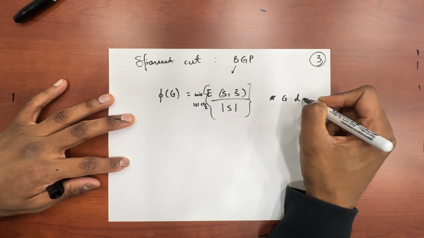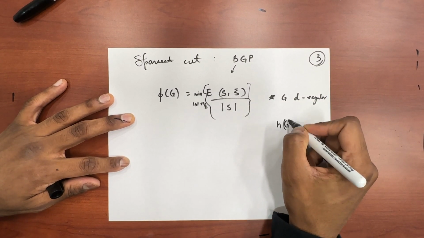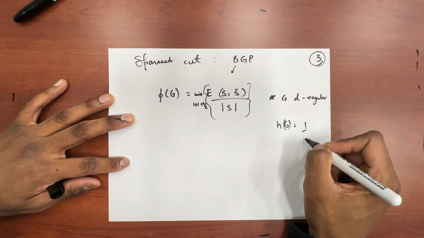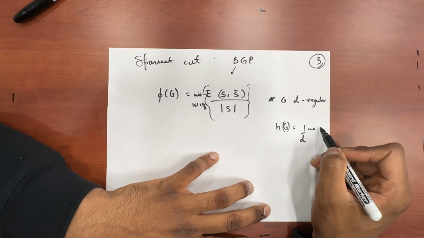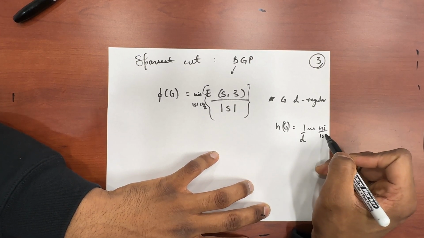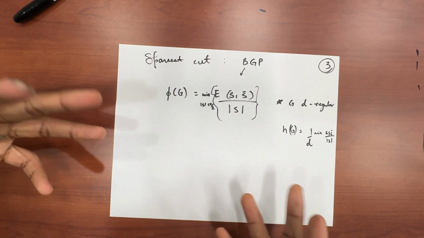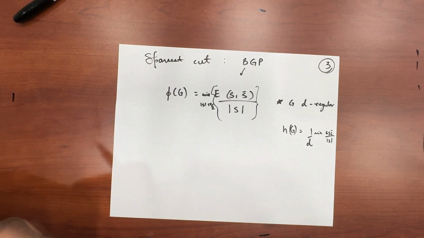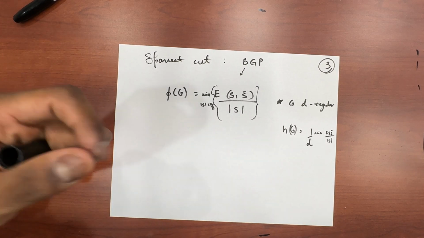So if my graph was d-regular, this is exactly the same as how we defined h of g, except for the constant 1/d. We defined h of g as the minimum over edges between S and S bar divided by d times the number of elements in S, right? So this is essentially the same as the Cheeger's number h of g, except that instead of a d-regular graph, it holds for any graph.